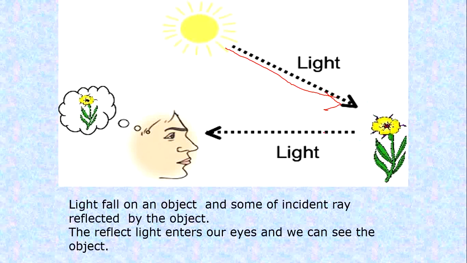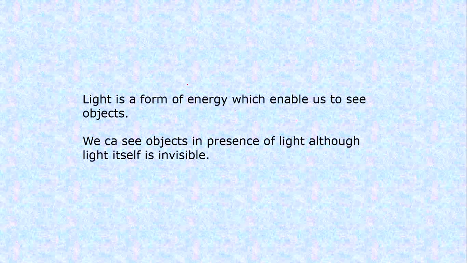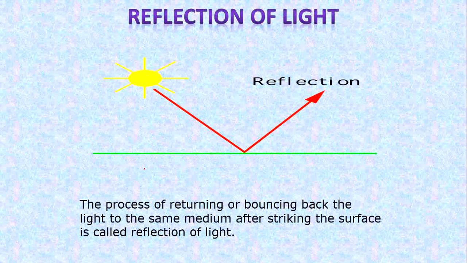This is an object. When the light gets reflected from this object and falls in our eyes, the image forms and we can see the object. So light falls on an object, it gets reflected, and when the image forms in our eyes, we can see the object. Next, light is a form of energy, so it helps us to see an object. We can see objects in the presence of light, although light itself is invisible. We can't see the light.